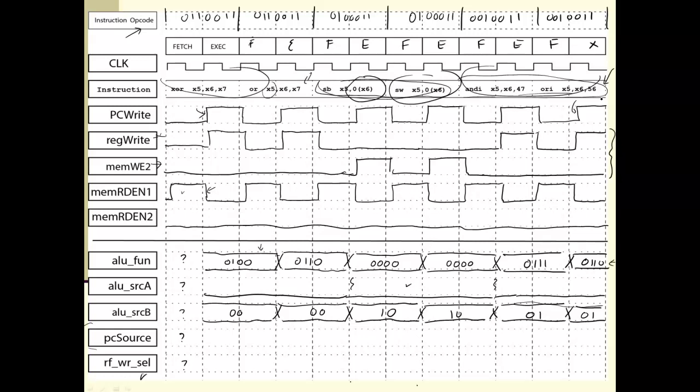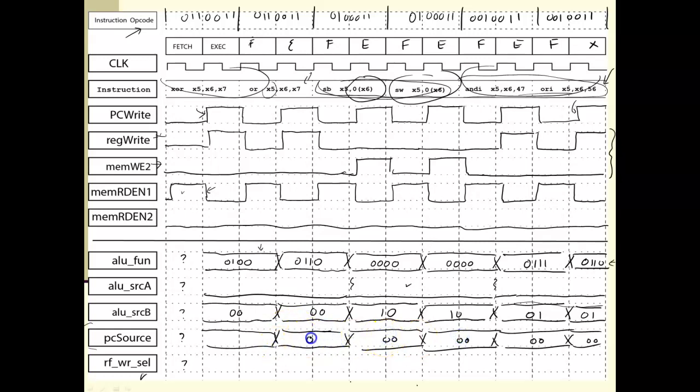So the PC source is the value I'm going to load into the program counter. None of these are jump or branch instructions, so I can just fill these in real fast. It's questionable whether you have to fill these all in. I mean, it's not changing, but I like to make it look like it's changing, because, you know, it might be changing.